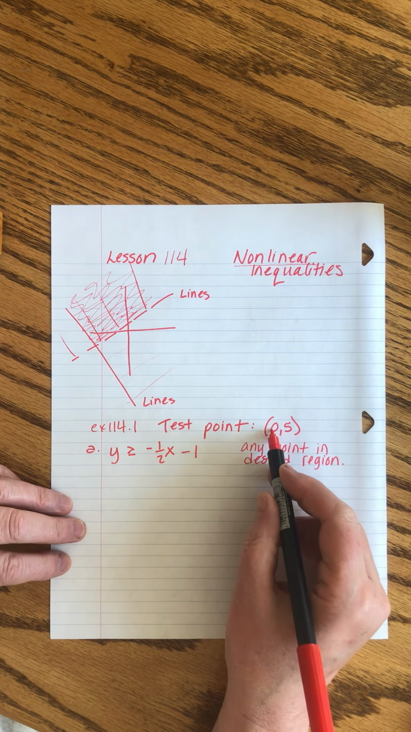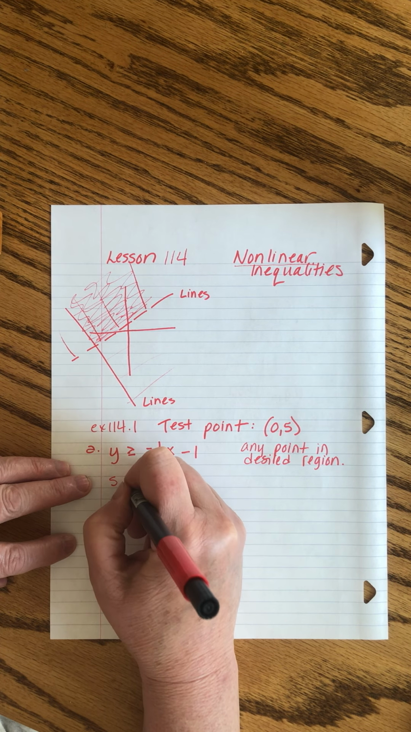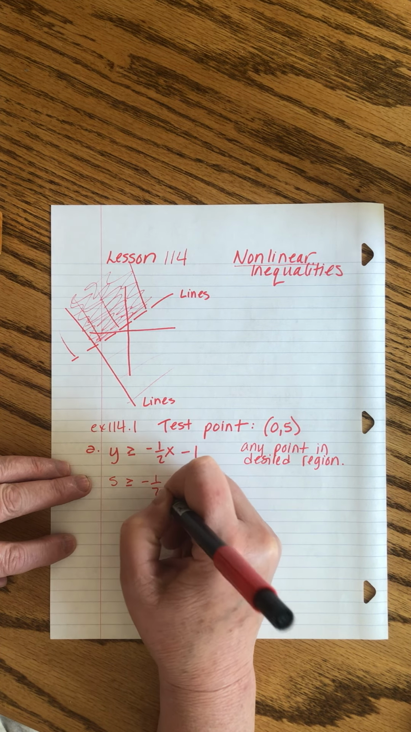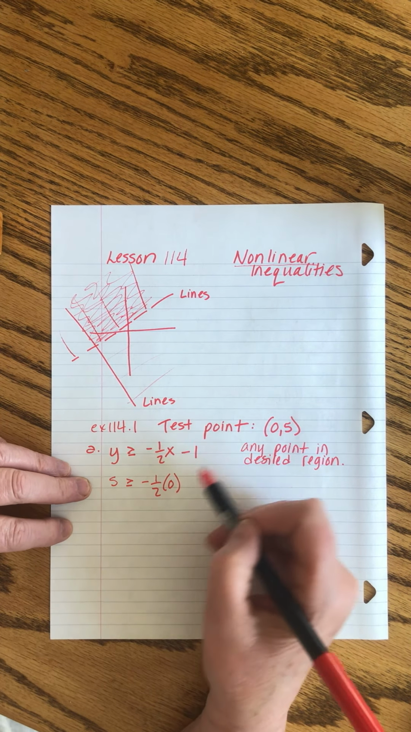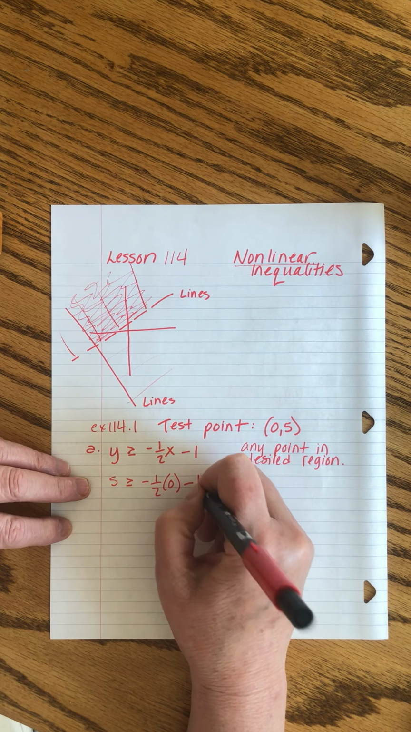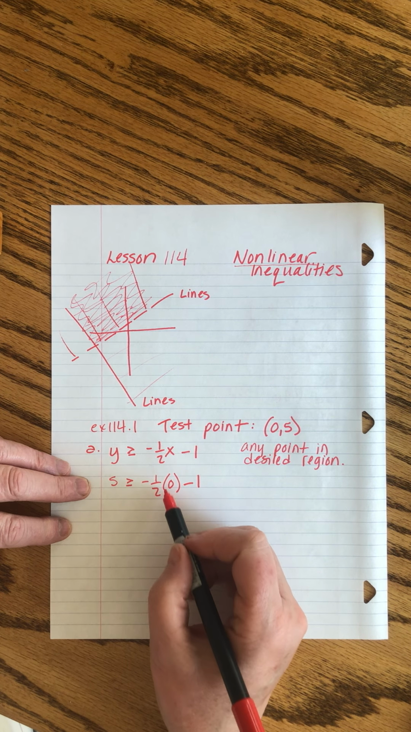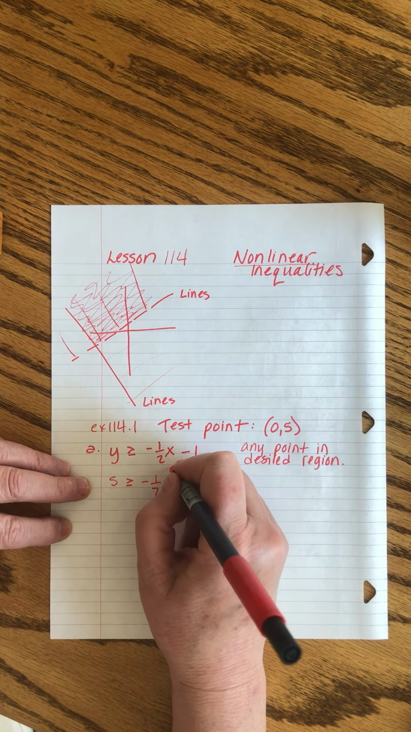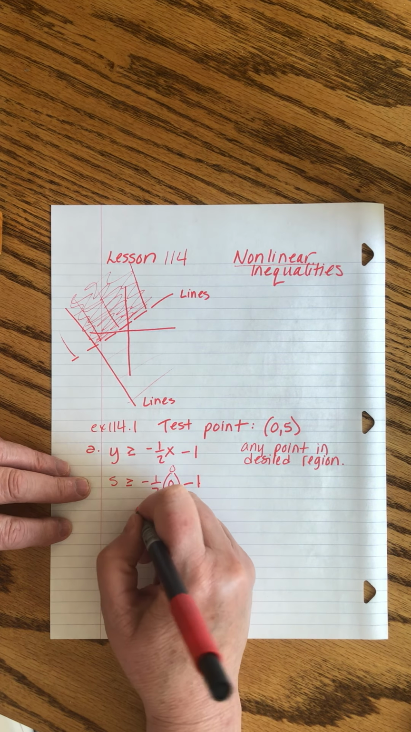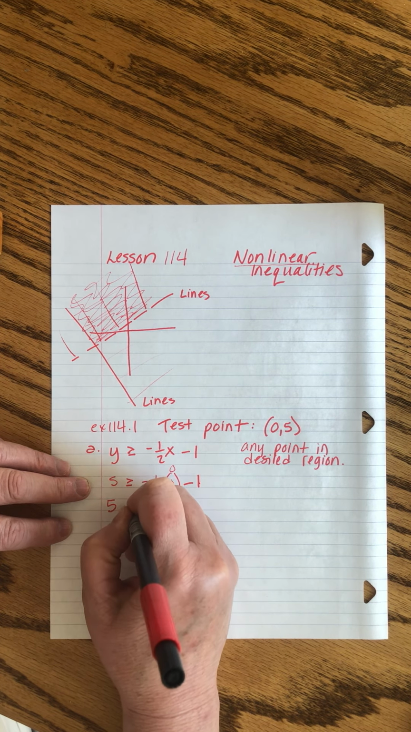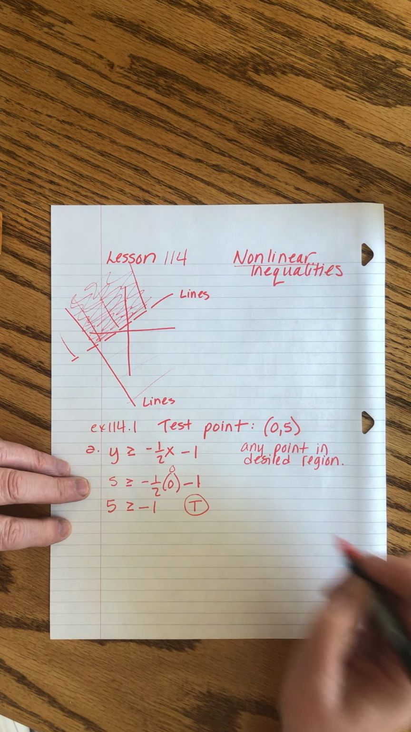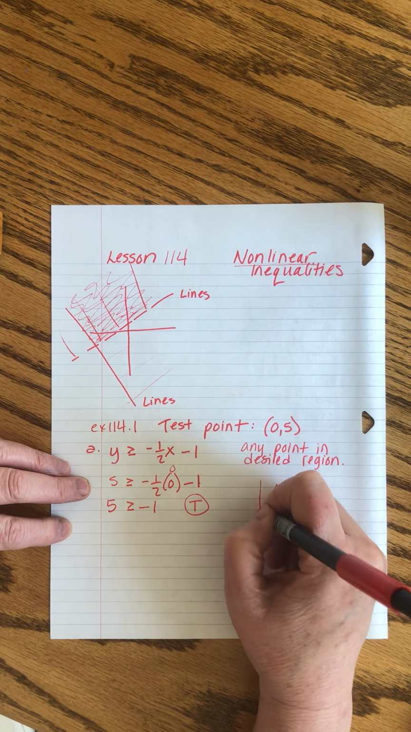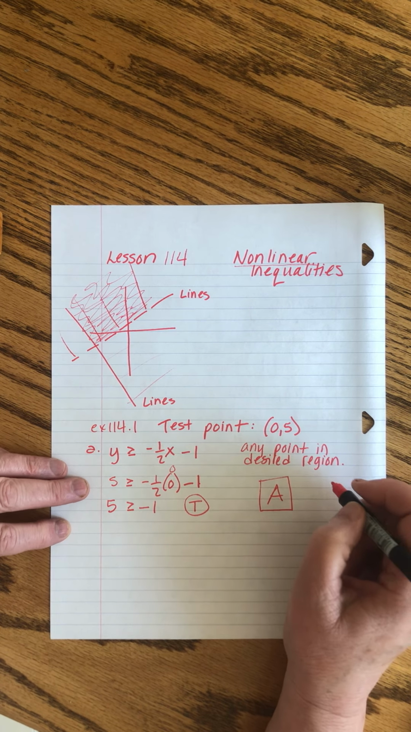Okay, so let's plug in. 5 is greater than or equal to minus 1/2 times 0. Oh, it's so nice to choose a 0 x value. Minus 1. Okay, let's clean this up. Minus 1/2 times 0 is 0. 0 minus 1 is minus 1. So that would be 5 is greater than or equal to minus 1. True. So we're going to go with our guess that it's region A. And guess what? That's right.